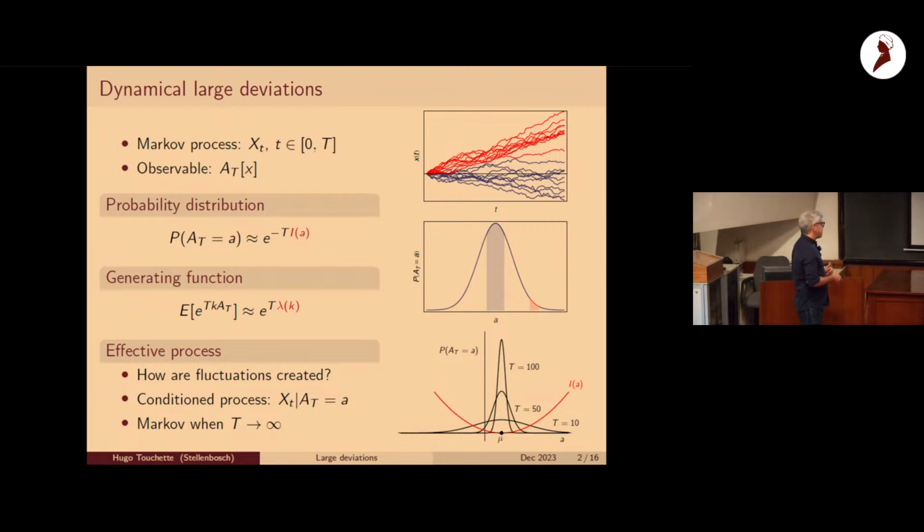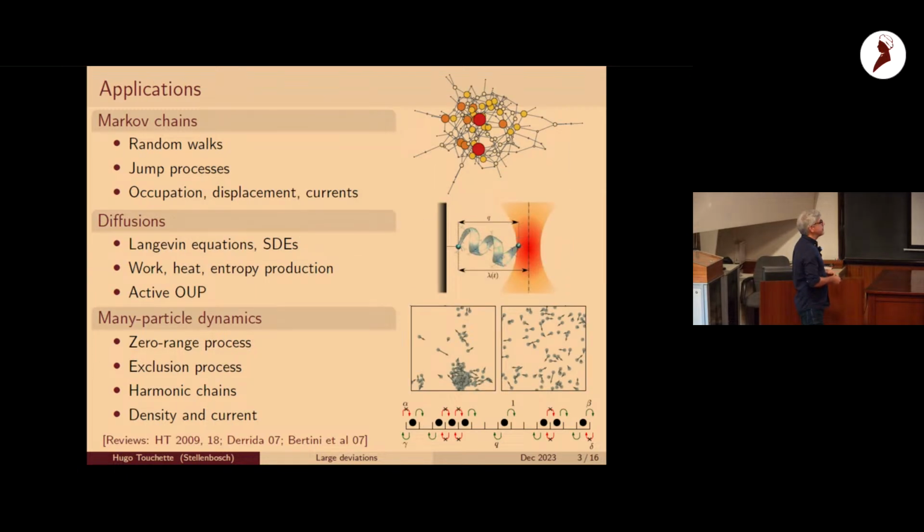People have been doing this for quite some time for many different systems, very actively in the last 10 years. Although large deviation theory itself has been around for more than 20 years, in physics it's been adopted and used quite a lot in the last 10, 15 years. It's been applied for many different systems and many different observables. Here I'm just listing a few things like Markov chains, random walks, jump processes, and in this case you can look at occupation observables or current type observables.